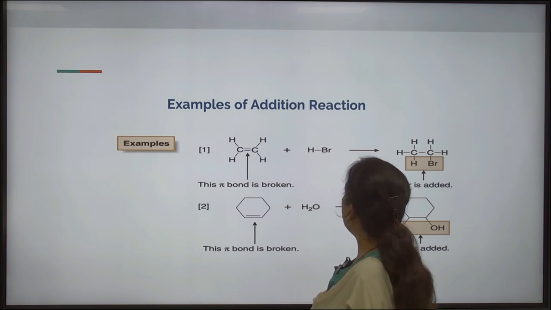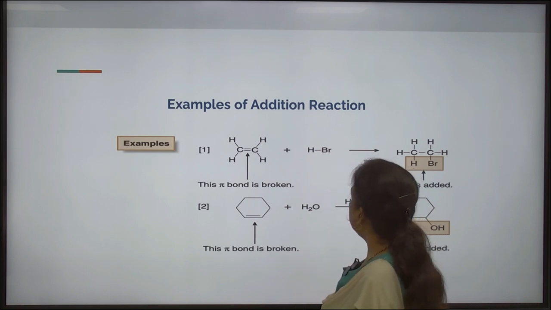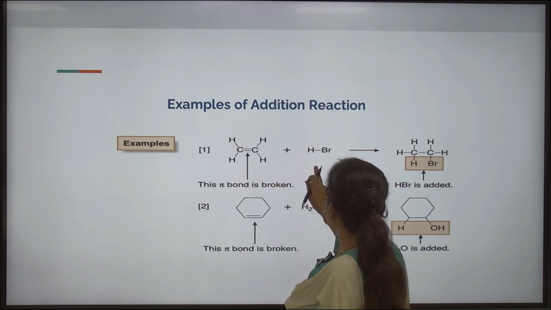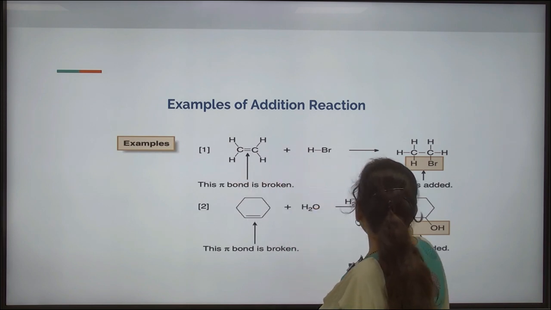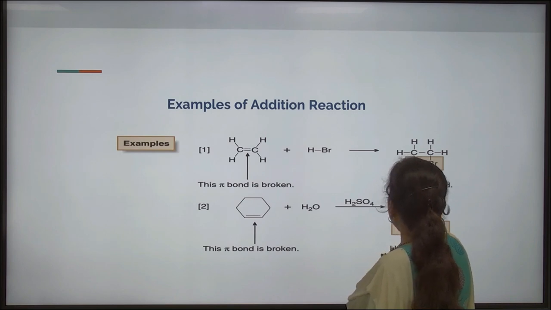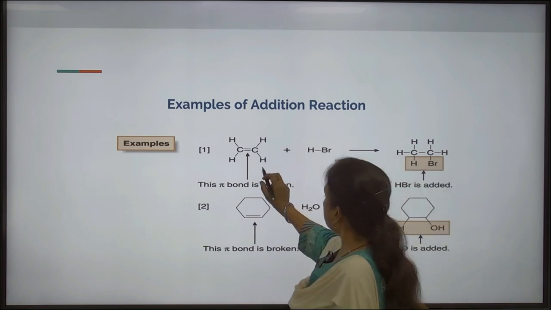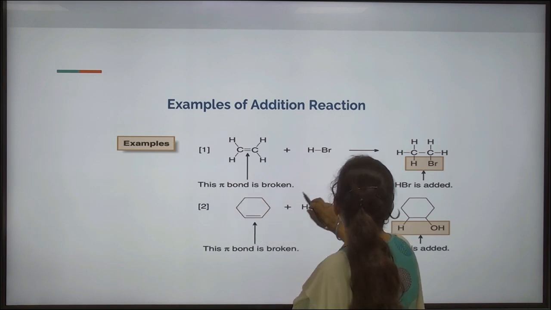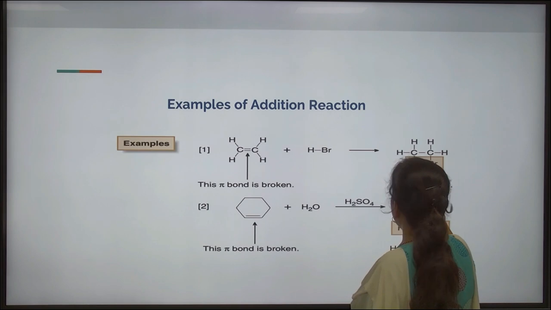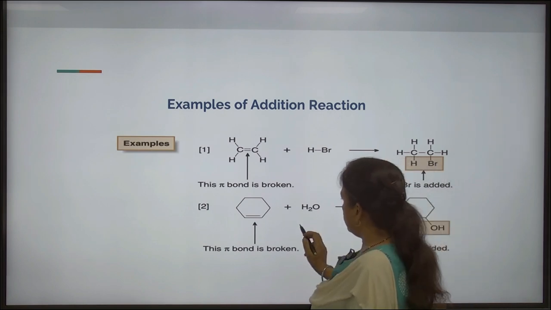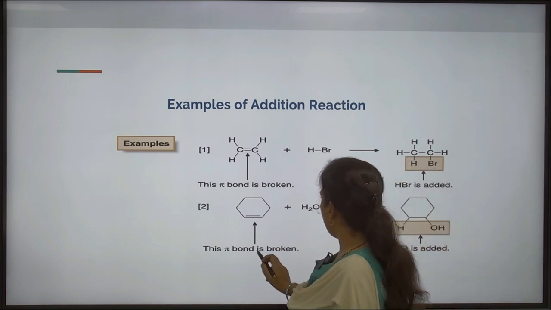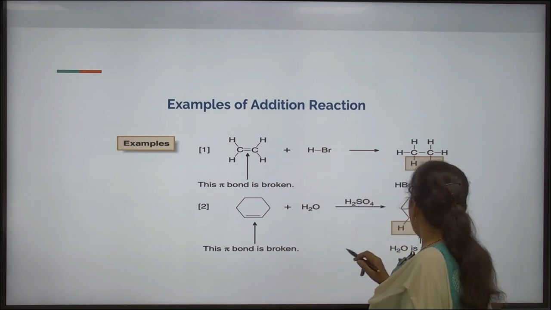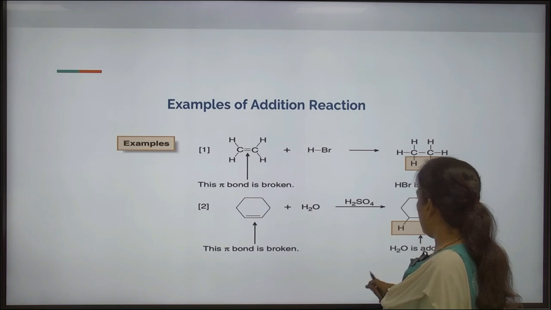Example of addition reaction. In this reaction, an ethylene molecule reacts with hydrogen bromide, giving bromoethane, and this reaction shows breaking of the pi bond and formation of two sigma bonds. And this reaction also shows breaking of the pi bond on the addition of water in presence of sulfuric acid and formation of two sigma bonds.